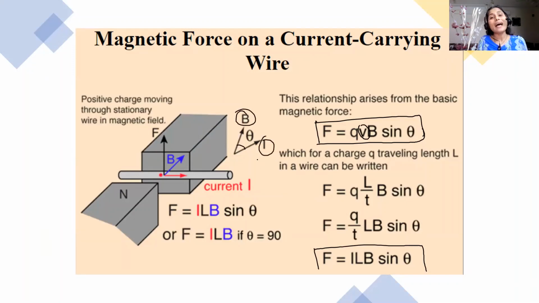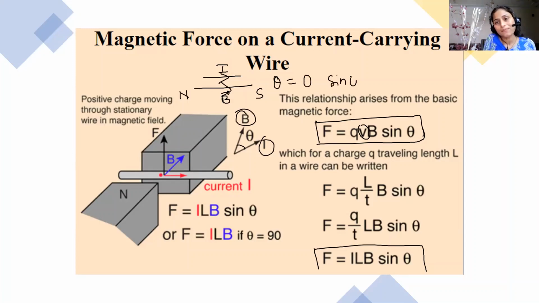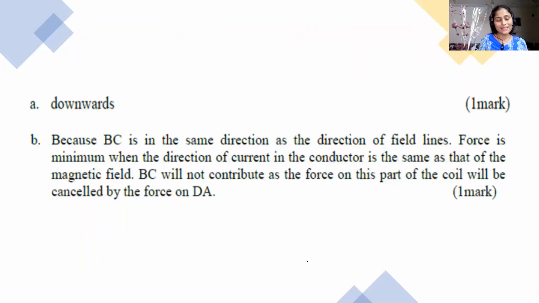Right? So if the angle between I and the magnetic field, as in our case, we saw that the magnetic field is from north to south in the same direction, and in the same direction we have the current. So if B and I are both in the same direction, what will happen? Theta will be 0, right? So if theta is 0, sine theta will be 0. Or in other words, the force acting will also be 0. Right? So this is the way you can write it in your exam.